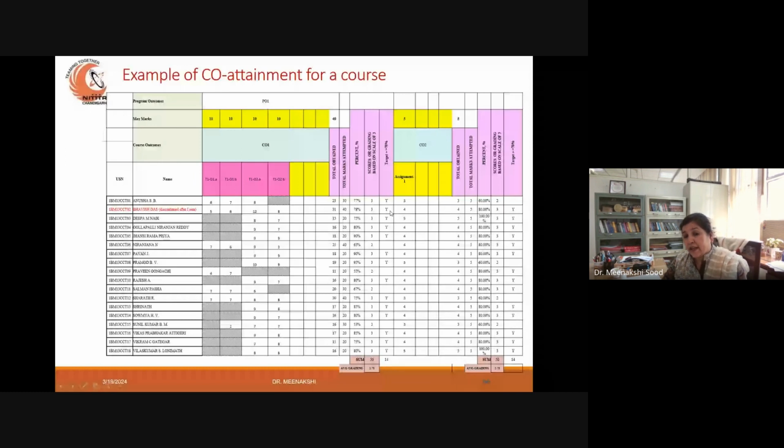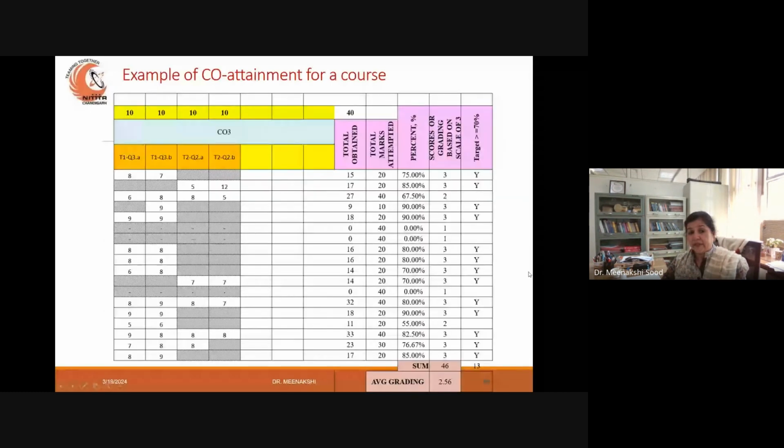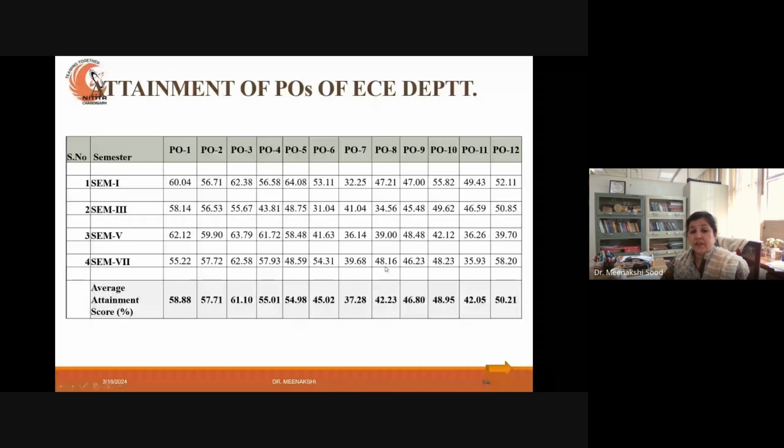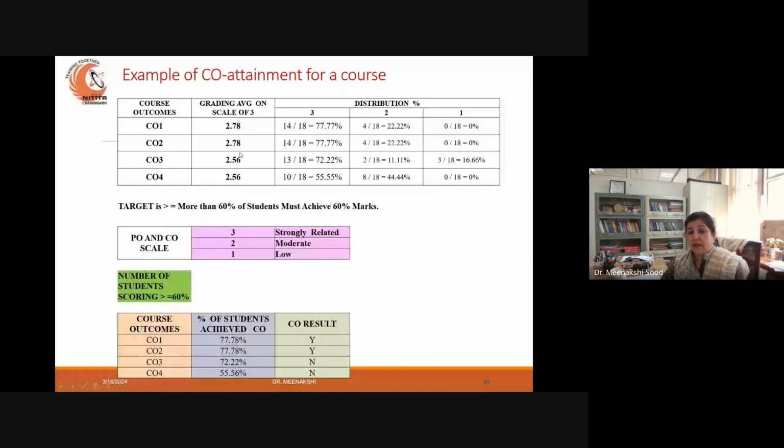And similarly for the next CO, CO2, which was based on assignment 1, maximum marks was 5, and how much every student is getting and what percentage. So such metrics for the attainment can be done by the individual teacher for that particular subject. And once it is done, you can come up with the method that CO1 was 2.78, 18 students, out of this 14 got 3, meaning 14 had more than 70% of marks, or the target of 60% of marks, and 4 got more than 60, so it is 2. Similarly CO2, CO3 and CO4, you can come up with the percentage.